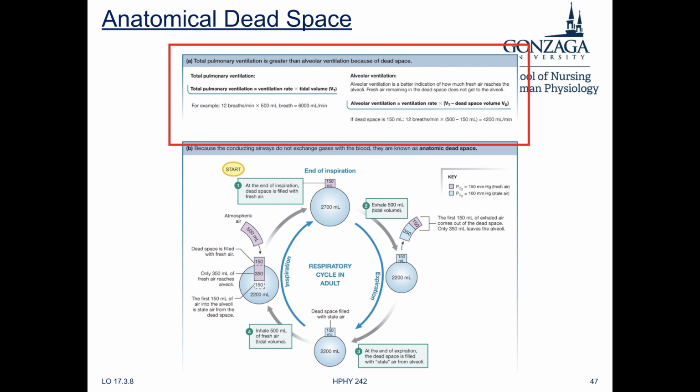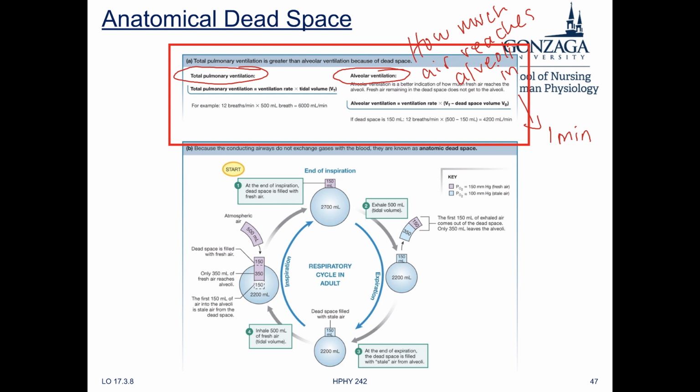The top part, A, is pretty easy and straightforward. It's giving you the calculations for total pulmonary ventilation, and then this other ventilation, what we call alveolar ventilation. So this is literally how much air reaches the alveoli in, sorry, it's getting a little difficult to read. So how much air reaches the alveoli in 1 minute. That's what alveolar ventilation is.